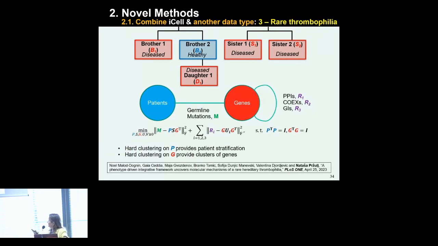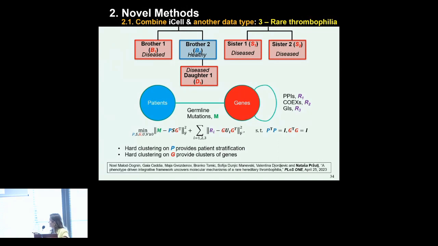And then we utilized iCell here. We have our networks, protein interactions, co-expressions, genetic interactions. But then we have patients and their germline mutations. So we factorize this matrix as follows. Here is your iCell here, and then we impose this orthogonality. So we have hard clustering. P provides the cluster of patients for patient stratification, and G the cluster of genes.